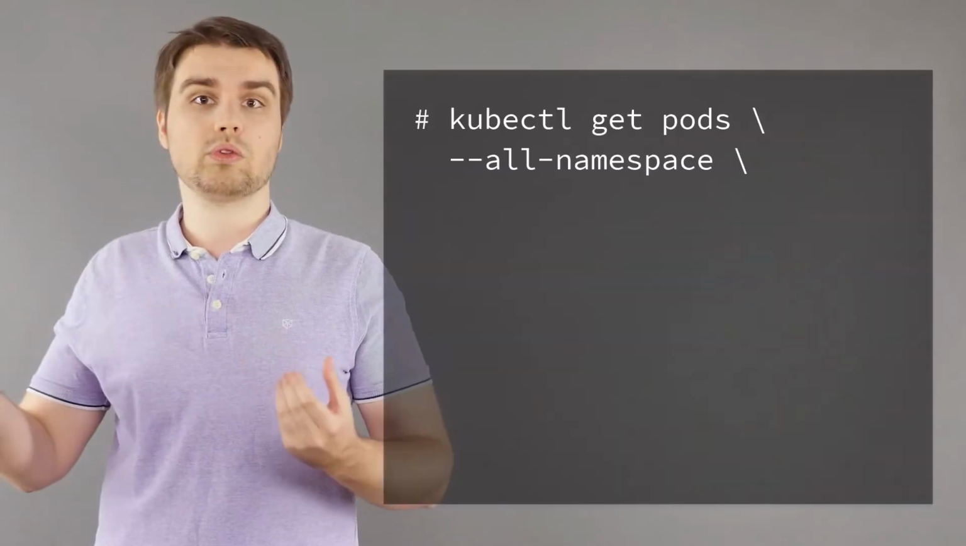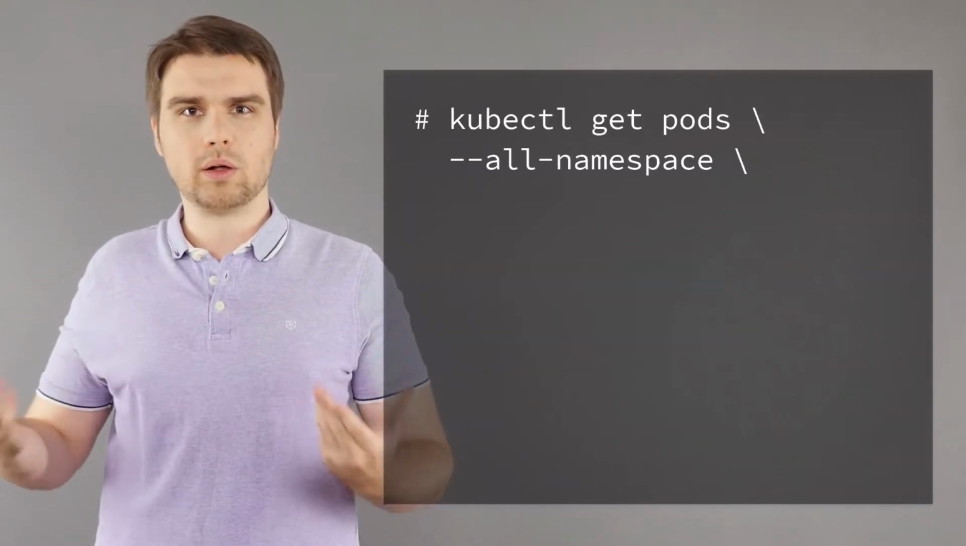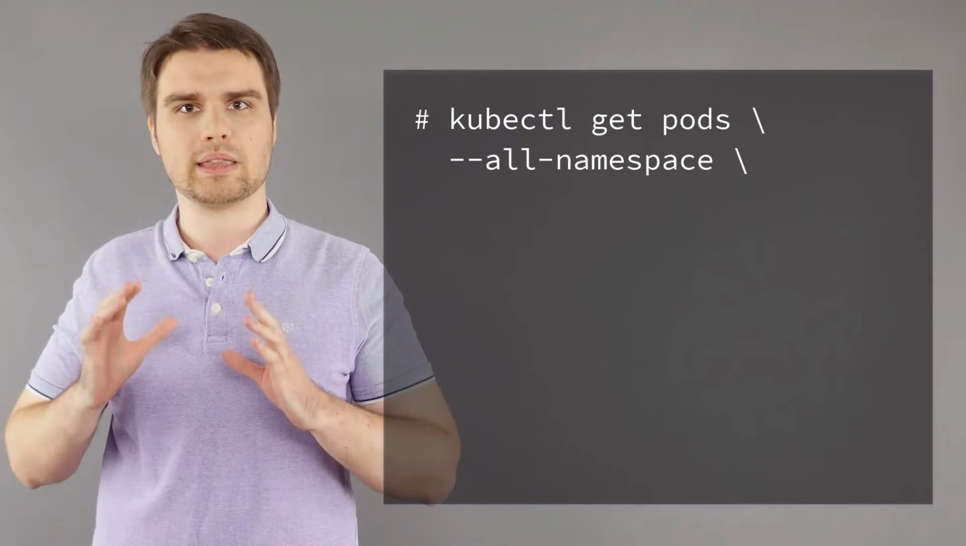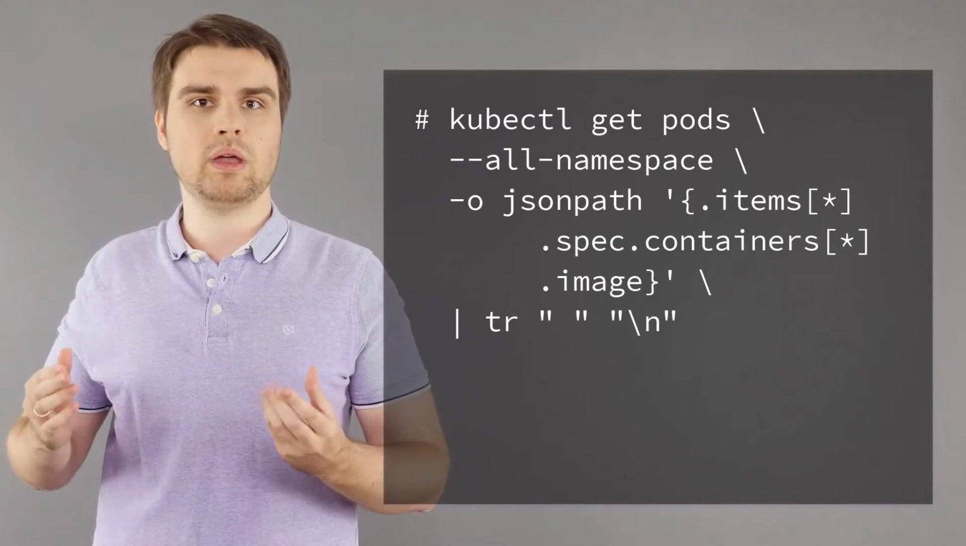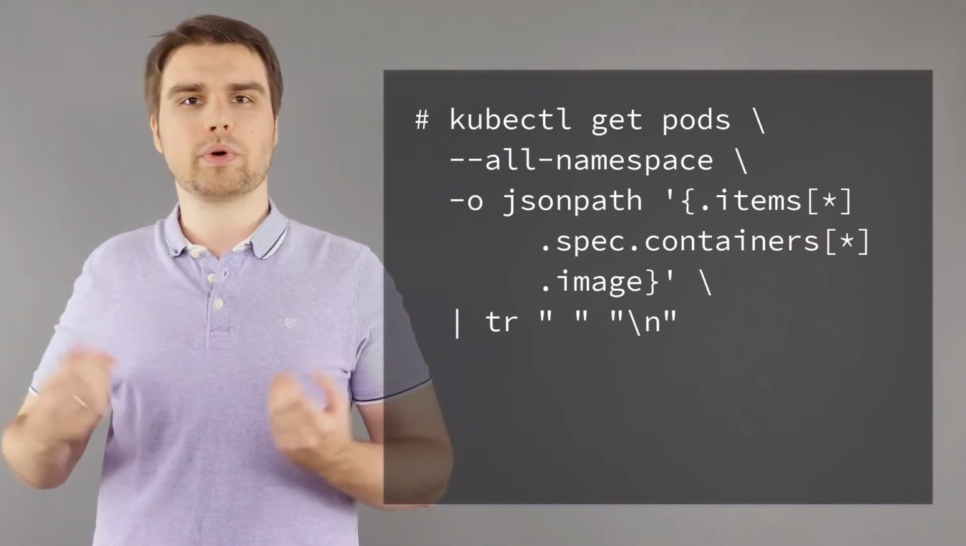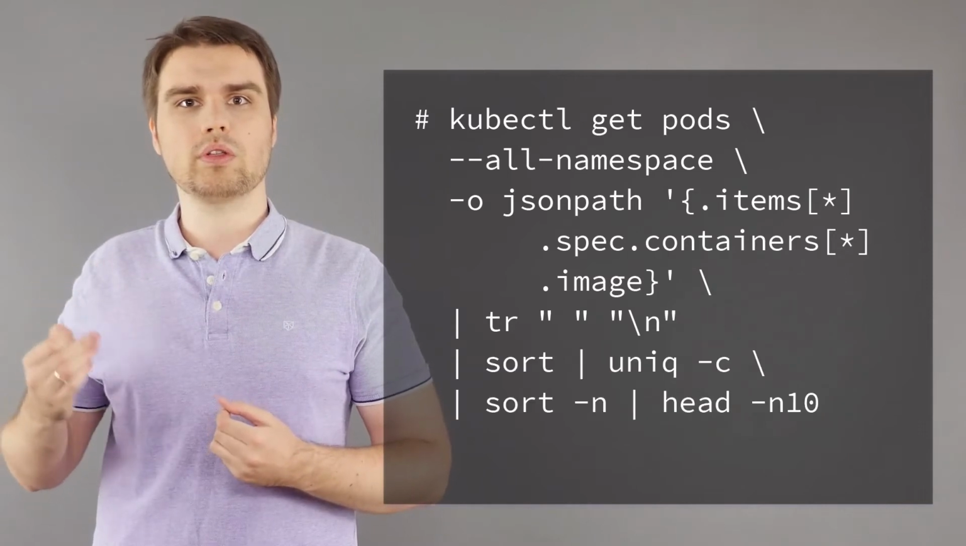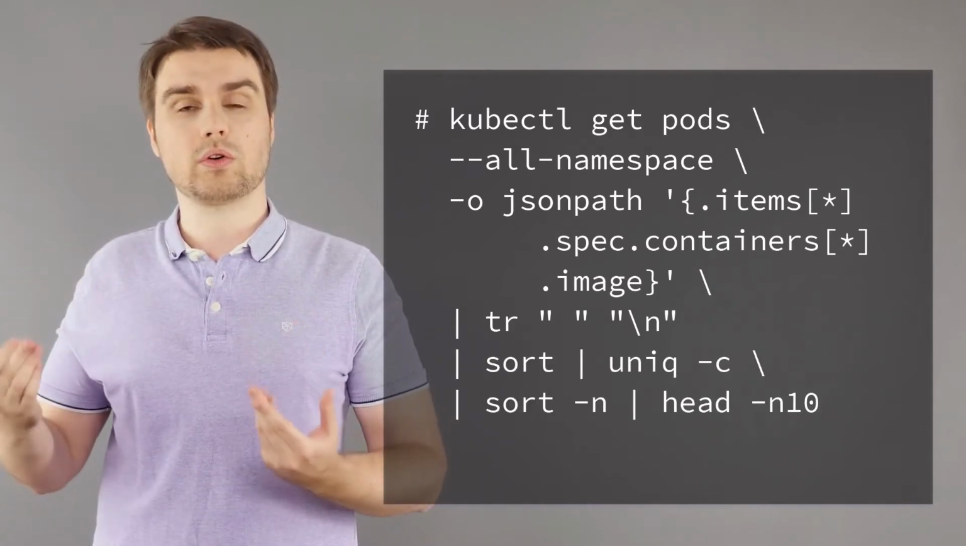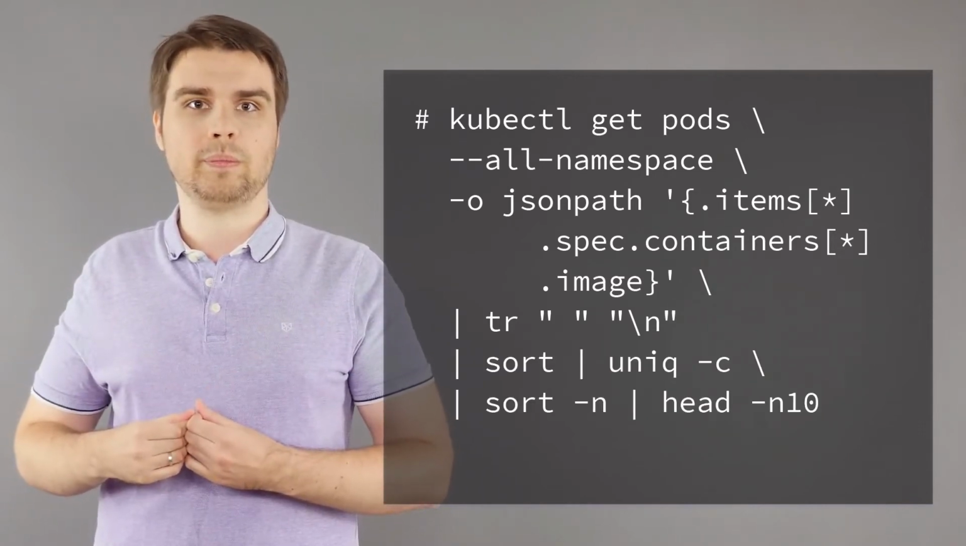And on one side, Kubernetes adapted to it very well. If we want to find the most used images in our cluster, we can use kubectl and tell it to get all pods from all namespaces and extract the image field from them. And then use the same approach as with logs. Sort, count unique, sort again, and take the first 10. But what should we do if we want to act on a change?